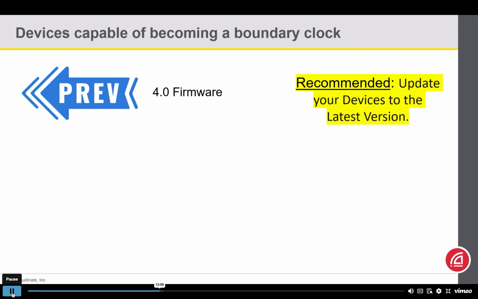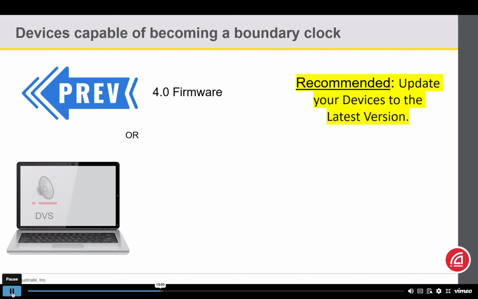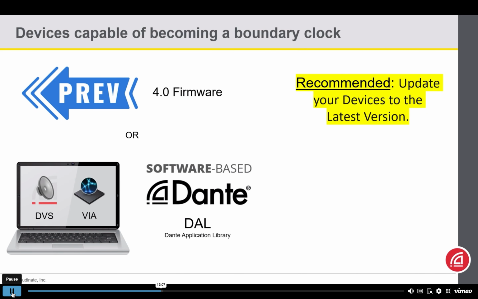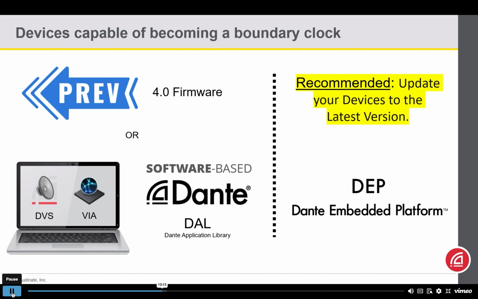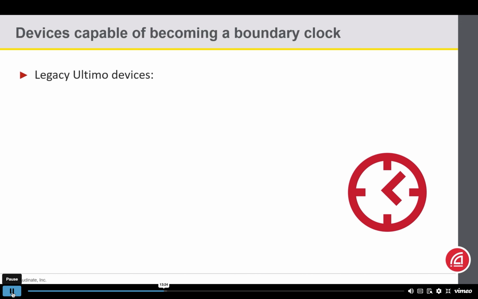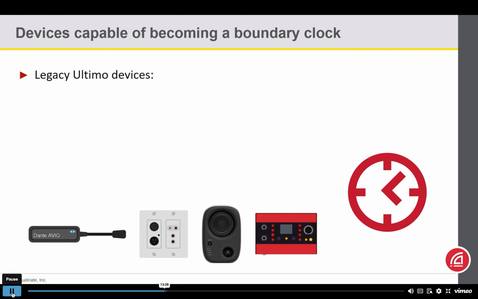by your manufacturer. Currently, a lot of our popular software offerings like DVS and VIA, and also solutions that are part of the Dante Application Library, or DAL, are incapable of becoming a boundary clock. However, our Dante Embedded Platform is capable of becoming one. Check out this link that you can also find in your resources for our current information on clock-capable devices and platforms. Most of our hardware Dante implementations are capable of becoming a boundary clock.